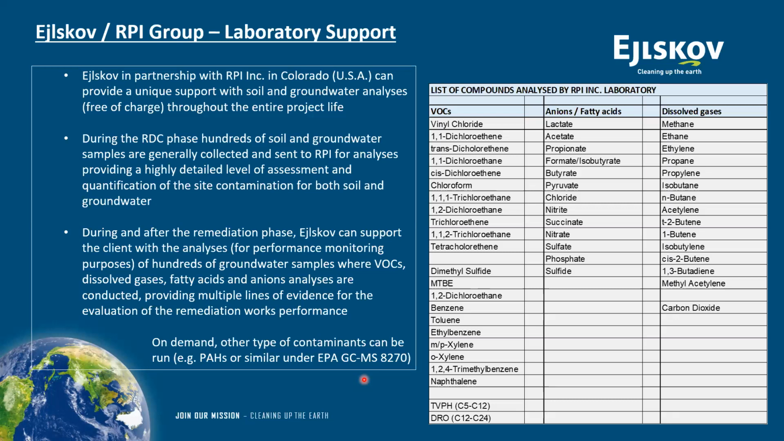All VOC analyses are done under EPA guidance on GCMS 8260, but we can also analyze other types of contaminants under EPA GCMS 8270. Throughout the whole lifespan of a project, this support is granted for free, again also for all the groundwater samples that can be generated post-injection. And we have a series of compounds that we like to follow in order to ensure that the remediation has been designed, implemented, and is working as it should.